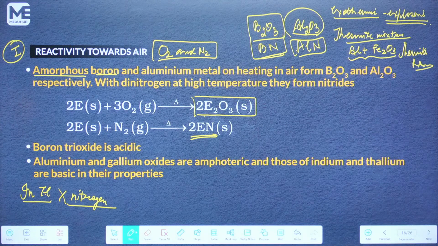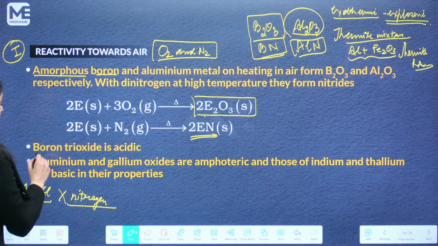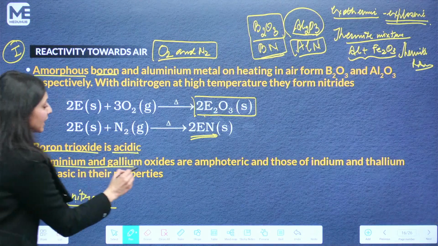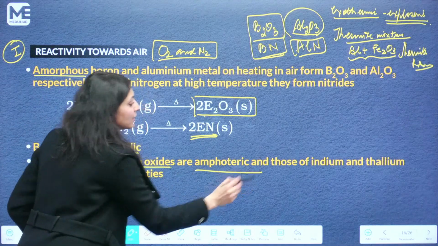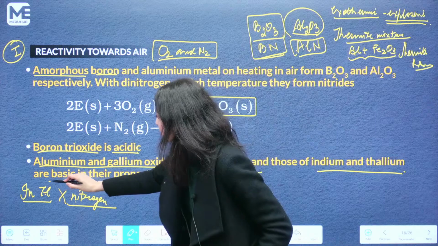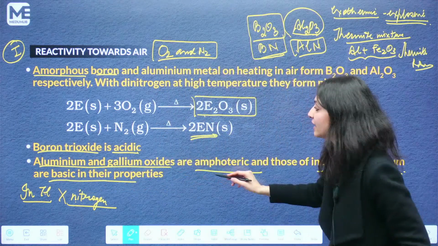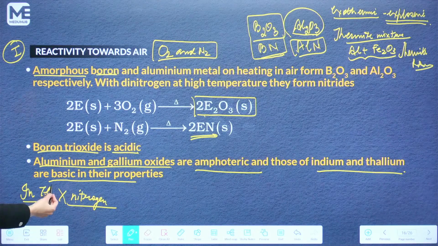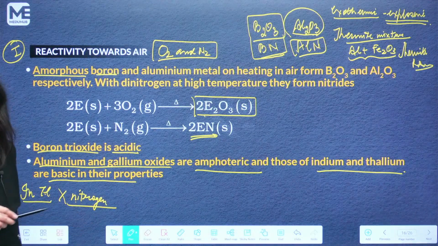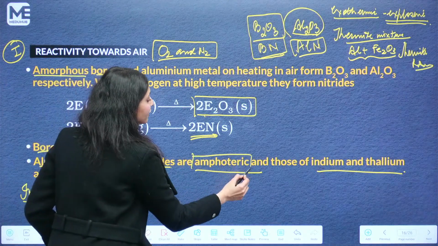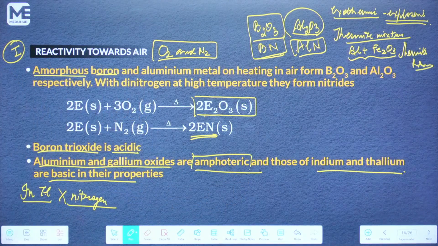Alright, another interesting thing which we have already discussed is the nature of oxides. So, boron trioxide is acidic in nature, aluminium and gallium oxides are amphoteric, and those of indium and thallium are basic in their nature. An acidic oxide would react with a base to give us salt and water. A basic oxide would react with an acid to give us salt and water. An amphoteric oxide would mean that it reacts with both acids and bases.